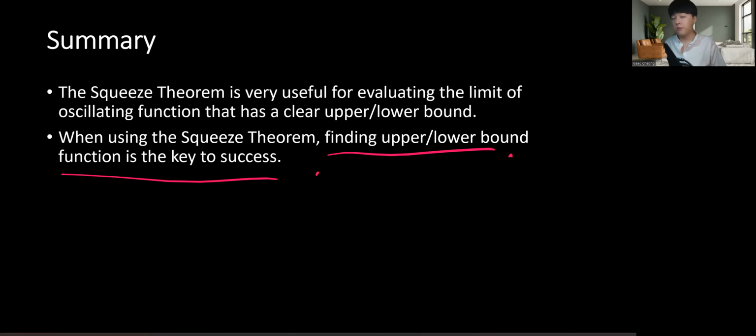So a professor can be very evil, but not the AP. The AP gives you very clearly what your upper and lower bound function is. So it's pretty easy to find for the AP, but not for the university exam. So make sure that when you're practicing the squeeze theorem, you focus on finding the upper and lower bound function. That's very, very important.